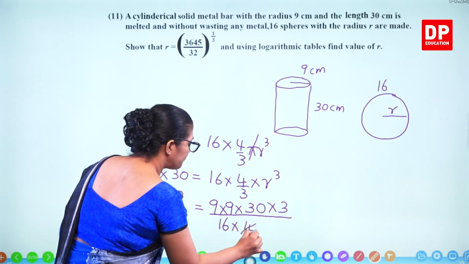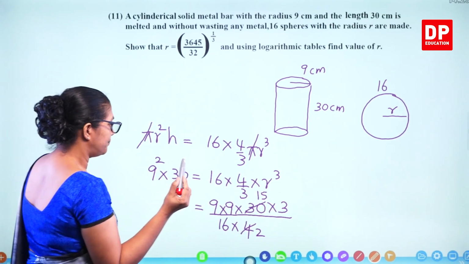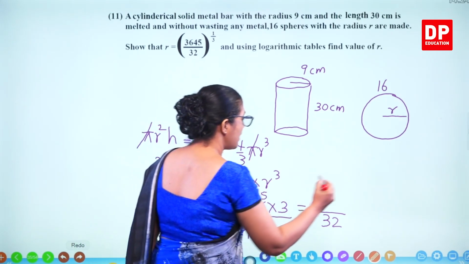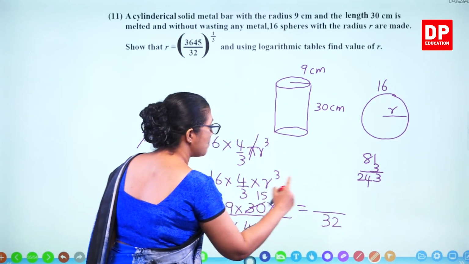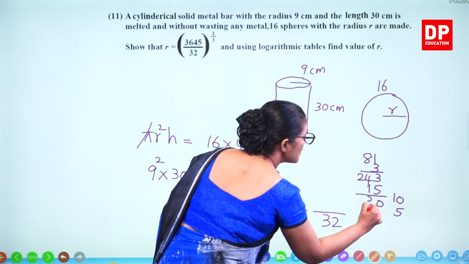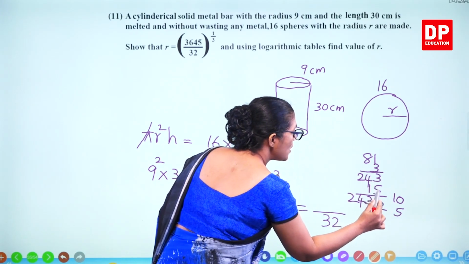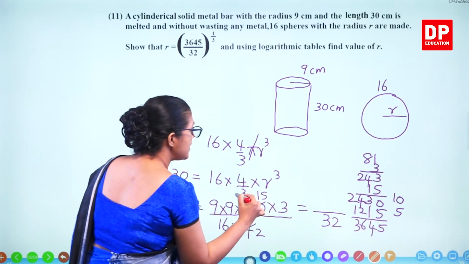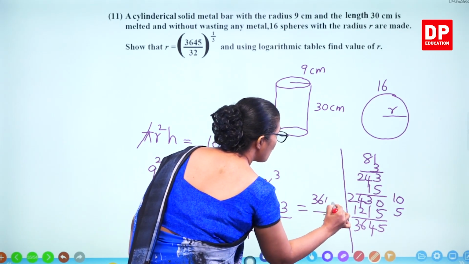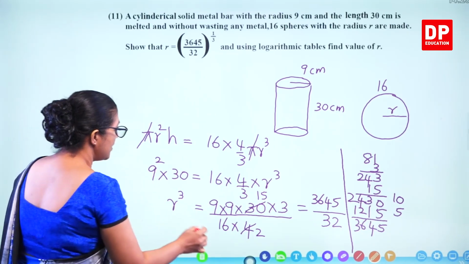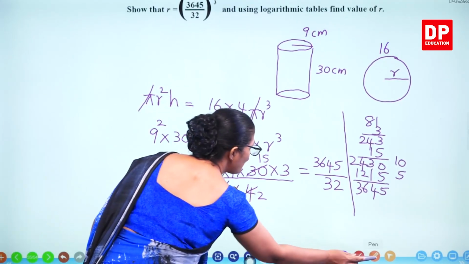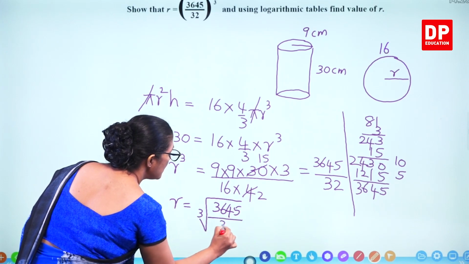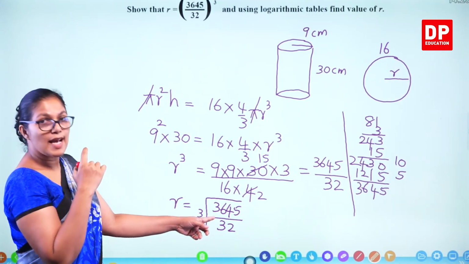We can divide by 2. When you multiply 16 times 2, 32. Now we'll multiply this one. 9 times 9, 81. 81 times 3, 243. And multiply by 15. 5 times 3, 15, and so on, so that's what we are getting, 3645. So we can write R is equal to the cube root of 3645 over 32. The cube root you can write as power 1/3.